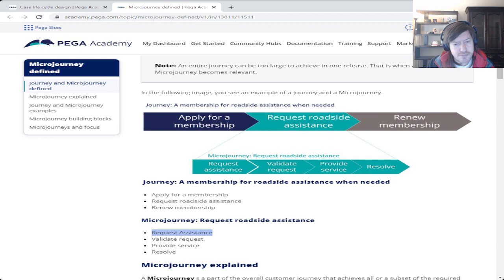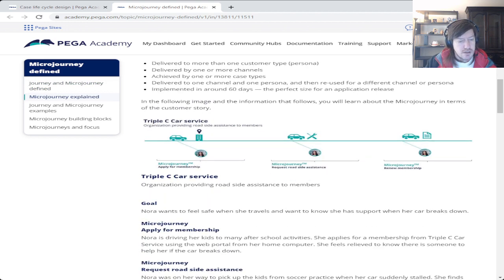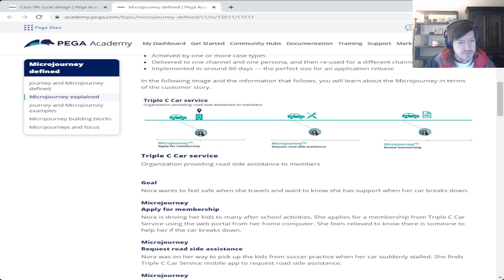Once again, I'm saying that journey doesn't really make much sense here, because they break each one of these parts to apply for membership and stuff like that, and mentioning the fact that this is a micro journey.